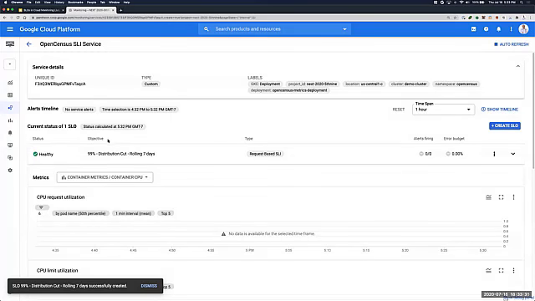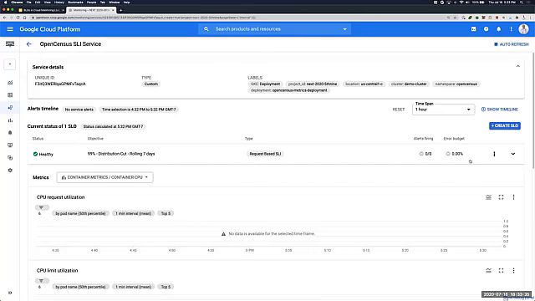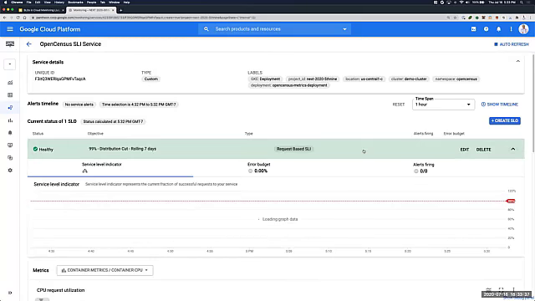So here again, now I have my service and I have my SLO. It looks like it thinks it's healthy. I think it's actually not collecting data at all, so it probably shouldn't be reporting as healthy, but nevertheless.